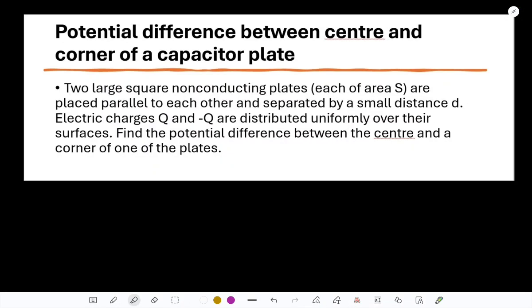And welcome again. This time we are going to calculate the potential difference between center and corner of a square plate. This looks weird, but we can do it hopefully.